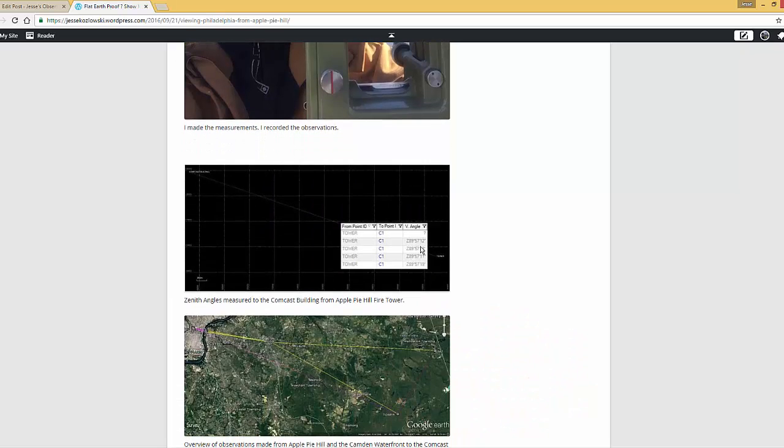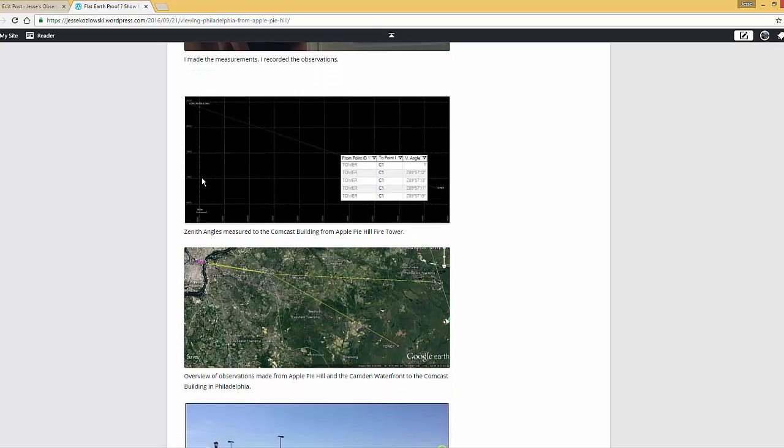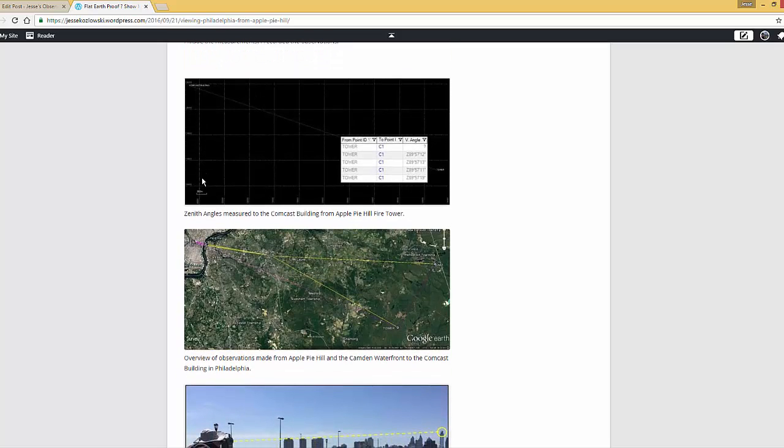I was able to measure zenith angles to a tall building in Philadelphia. However, I was not able to do the reciprocal observations back to the tower since I didn't know what building this was. Later on, I learned it was the Comcast Center. And of course, I can't go up there. They're not going to let me up there. I didn't even bother to try that.